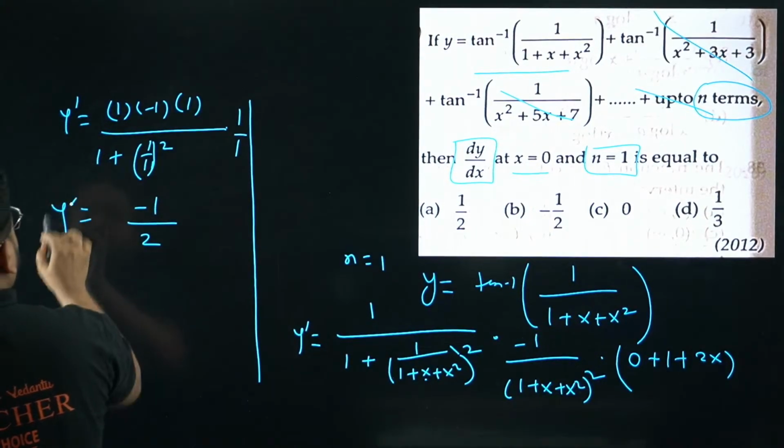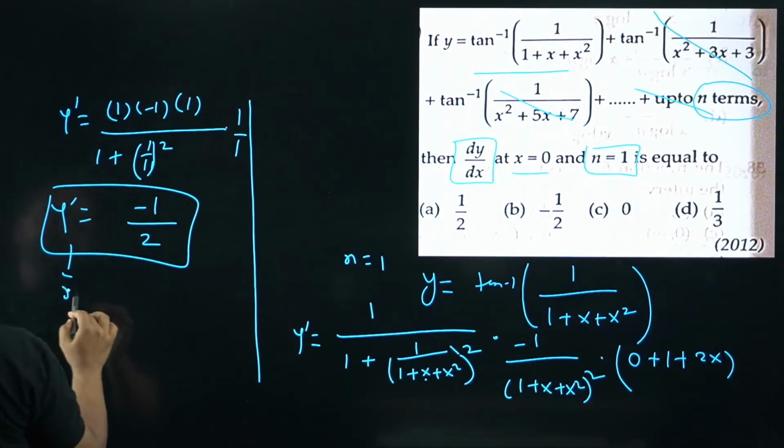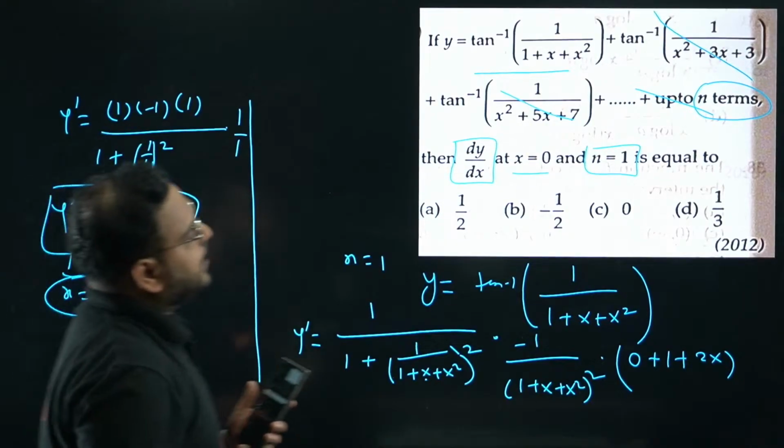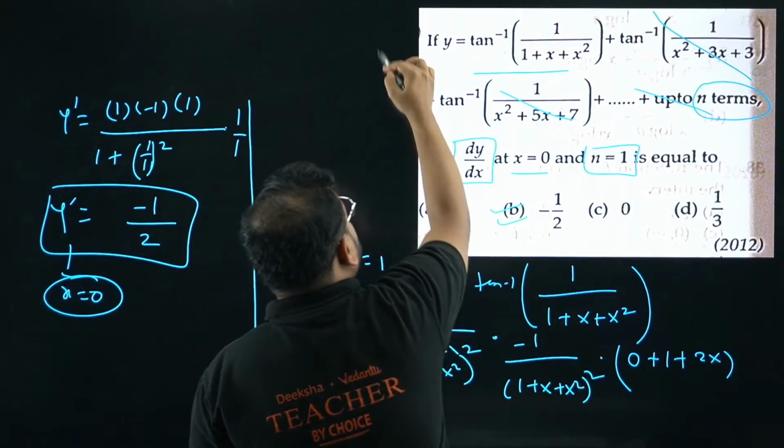This is y dash actually. Y dash where? When x is equal to 0. Answer is minus 1 by 2. Option B is correct. Please check, guys.